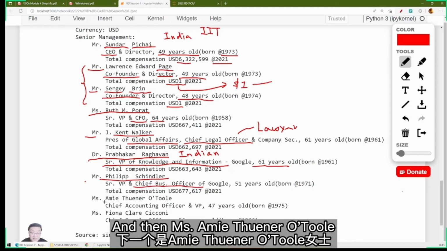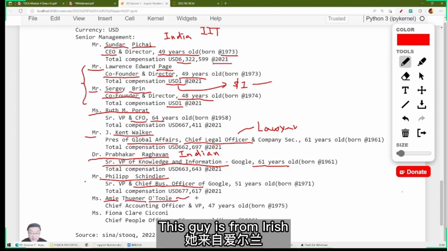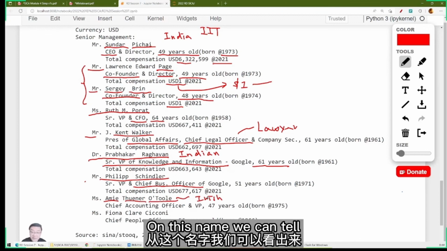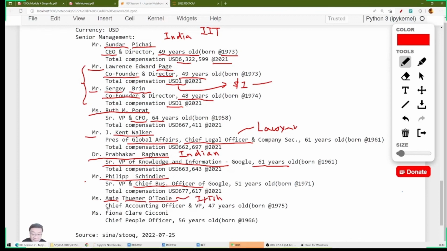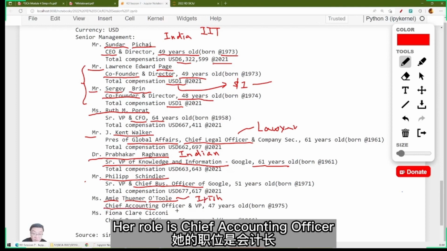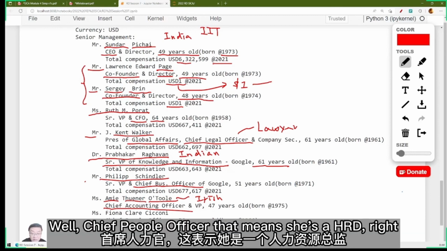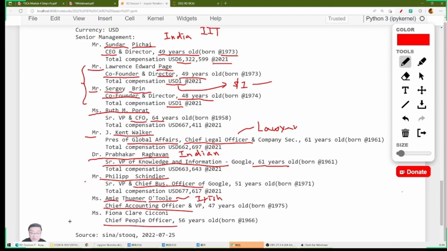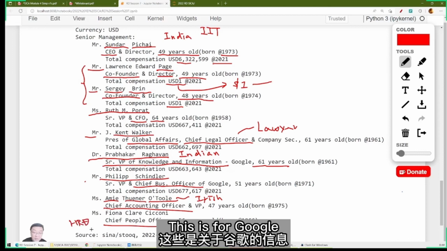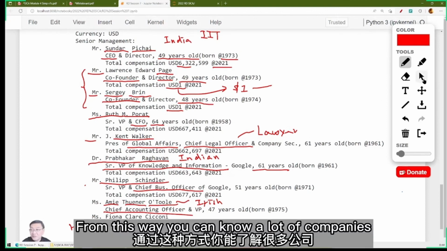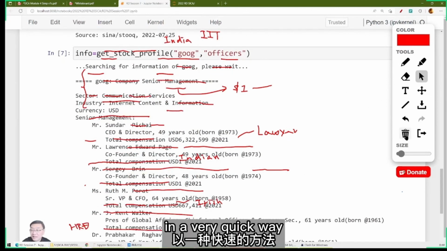And then Mrs. Amy Turner O'Toole. Okay, this guy is from Irish. Her husband is an Irish guy. From this name, we can tell. Her role is Chief Accounting Officer. Then Mrs. Fiona Cicconi. Well, Chief People Officer. That means he's an HRD, right? Top HR guy. So this is for Google. This is pretty interesting, right? So from this way, you can know a lot of companies in a very quick way.